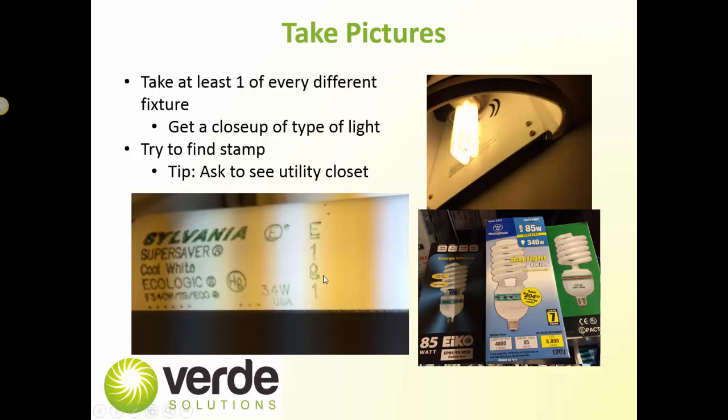If you can't find a stamp, or are looking at a light that you don't know, every time I always ask to see a utility closet. Here's a picture of a big giant CFL, and I really had no idea what it was, and it was 20 feet up in the air, and I wasn't going to climb up and find it. So I asked them, do you have a utility closet, storage closet? And here you go. Now I got pictures of it. I know the base type, I know the wattage, and so I can calculate some savings and a replacement if I switch to LED.